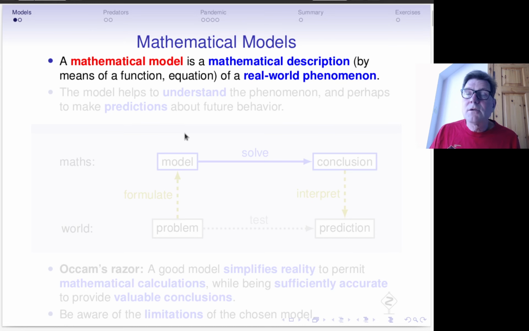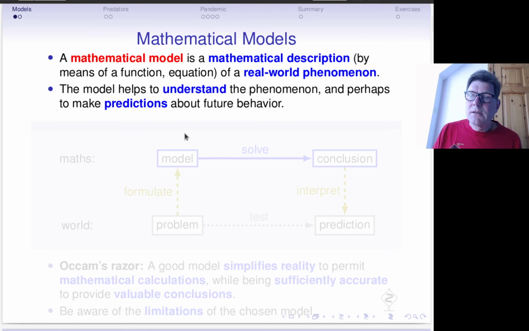A mathematical model is a mathematical description of a real-world phenomenon. And the language that is used is the language of functions, calculus here, where the phenomenon is described in terms of a function or an equation. Then the model can be used to understand the real-world phenomenon and perhaps to make predictions about future behavior.